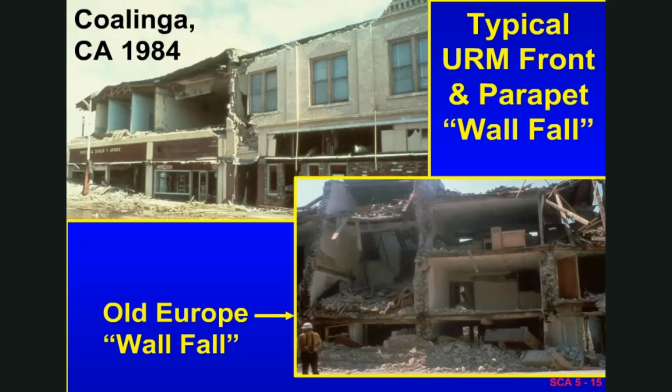Here's an example from Kalinga. The upper picture is from Kalinga, where you can see, we're going to look at that building again in a minute, and you can see on that block how in some cases the parapet fell off, and in some cases the parapet and the second-story wall fell off. Then there's the one from, actually it's northern Italy, where the entire face of the building fell off.